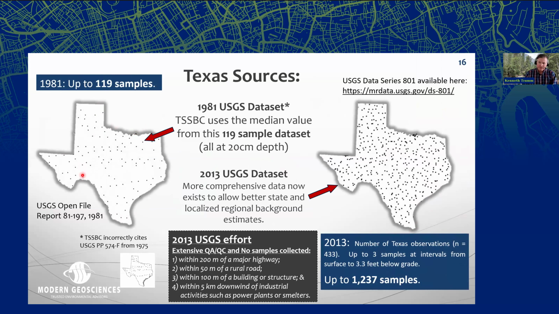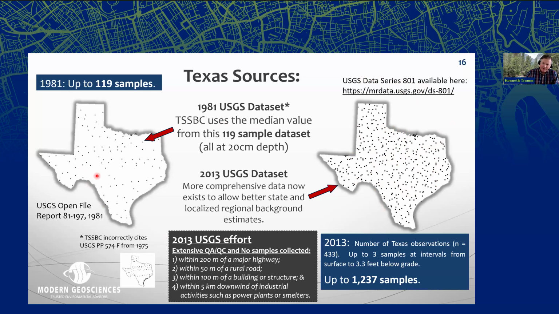So this is the original 81 data set, and these are the points from a USGS study that informed that median value. There are some very impressive data sets related to a 2013 study that a lot of states have started to use as their main reference point. It's up here on the right. If you're curious, just Google USGS Data Series 801. Worth a look. All the geospatial data is available to you.